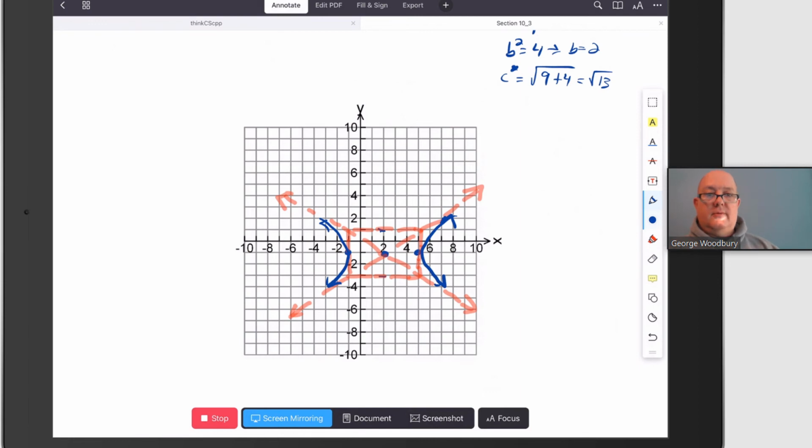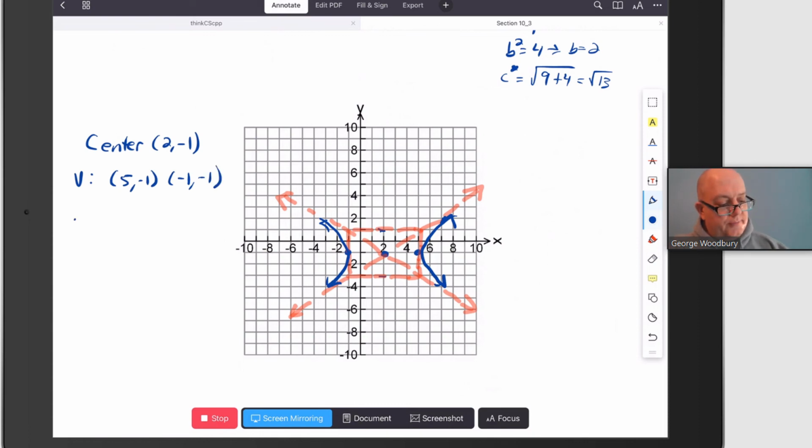The vertices, the center was (2, -1). The vertices, we moved that by 3. So add 3 to x and subtract 3 from x.